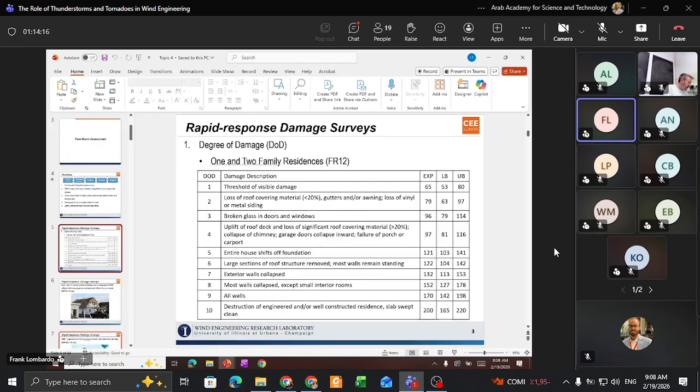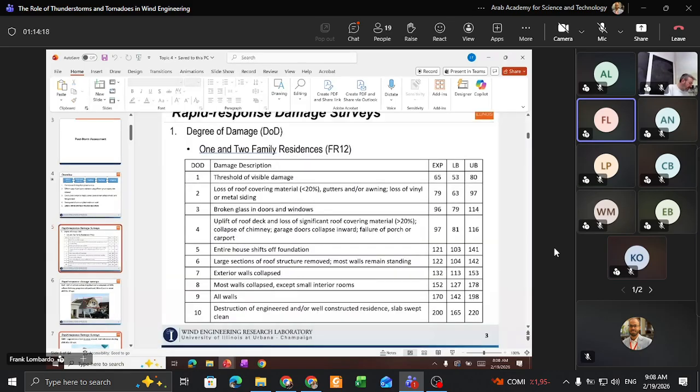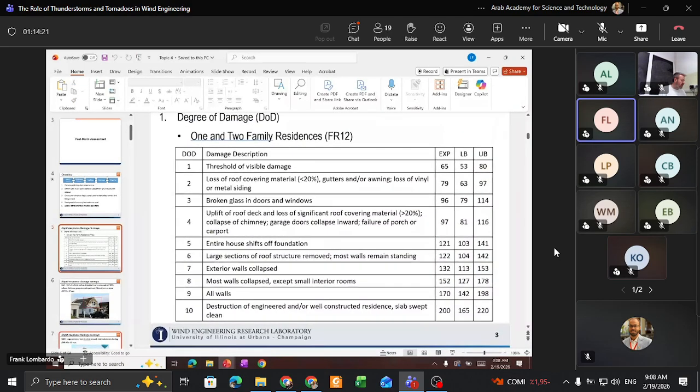Okay, so if we look at this slide for the EF scale, we talked about this particular one maybe yesterday or the day before. There's a number of damage indicators, and then there's a number of degree of damage. So this degree of damage, this DOD, which runs from 1 to 10, really pretty much describes the progressive damage in residential structures. So you have sort of initial damage, you start to lose parts of the roof covering, you then get to sort of uplift of like roof decking. Sometimes this 5 is entire house shifts off foundation. You don't see that quite as much, even though it's on there.